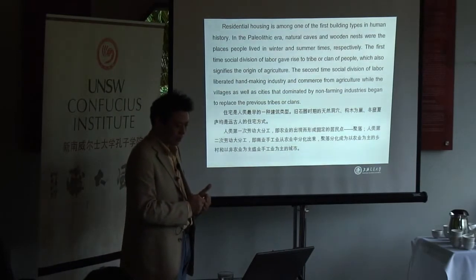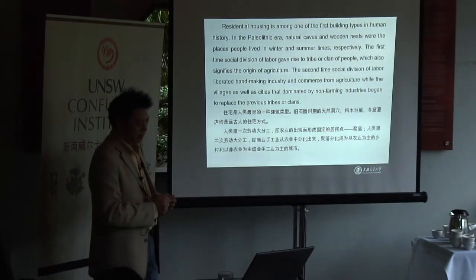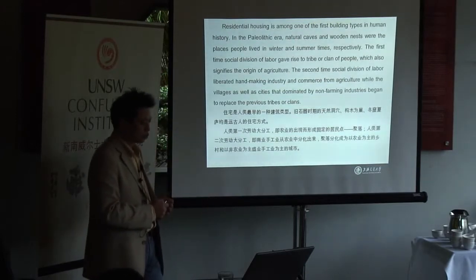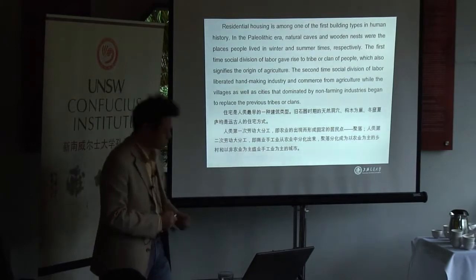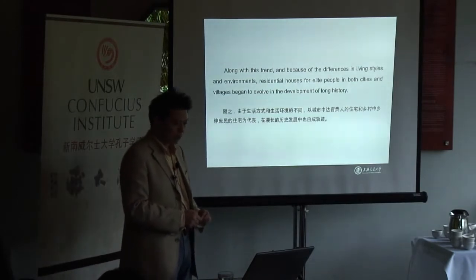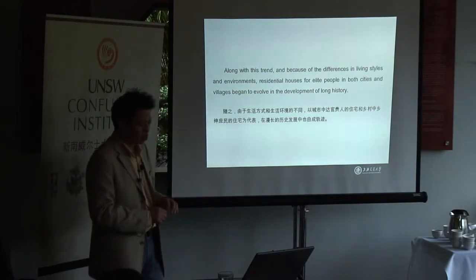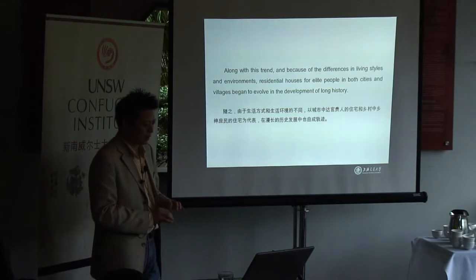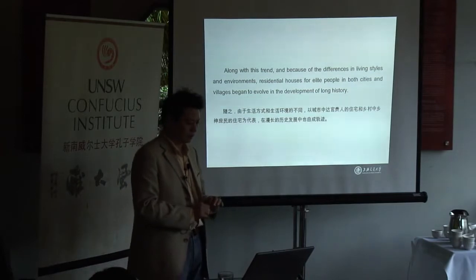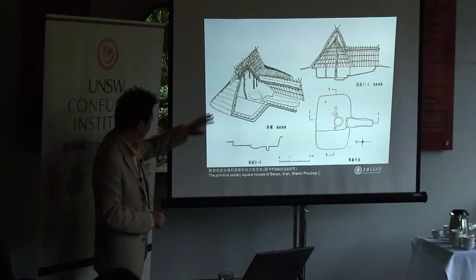The second social division of labor liberated handicraft industry and commerce from agriculture, where villages as well as cities, dominated by farming industries, began to replace the previous tribes or clans. Along with this trade, and because of the difference in living style and environment, residential houses for elite people in both cities and villages began to develop over a long history.